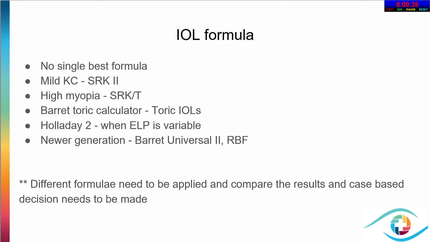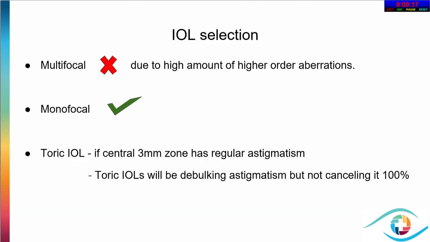Now coming to IOL selection in these cases, multifocal is a big no, because we do not want to induce any more higher aberrations. Already the eye has too many higher order aberrations. Yes, monofocal is the choice. Toric IOL, as I said, if the central 3 to 4 mm zone does not show too much variation in K values and shows regular astigmatism, we can think of it. But the important point to counsel the patient is, this is just to debulk the astigmatism. It is not going to negate it 100%, and it is not going to cancel it at all.